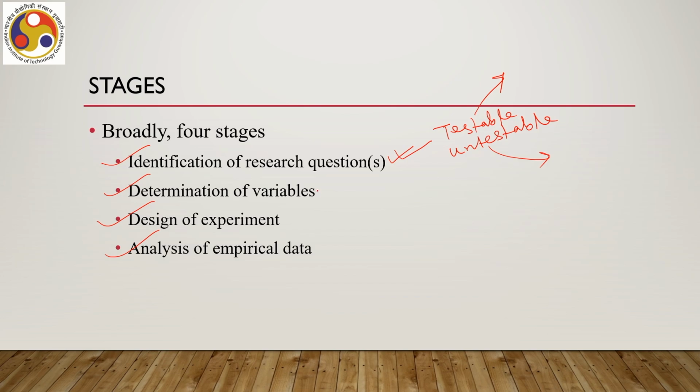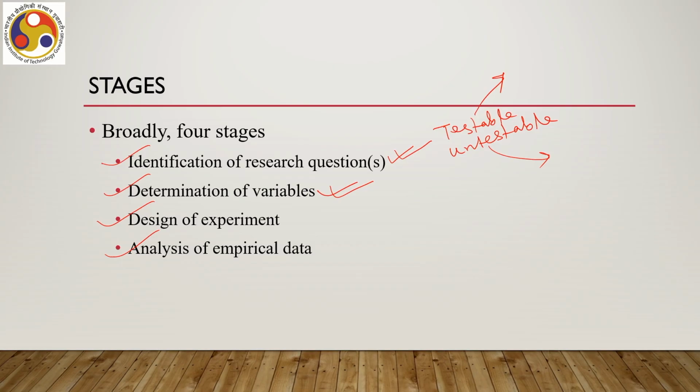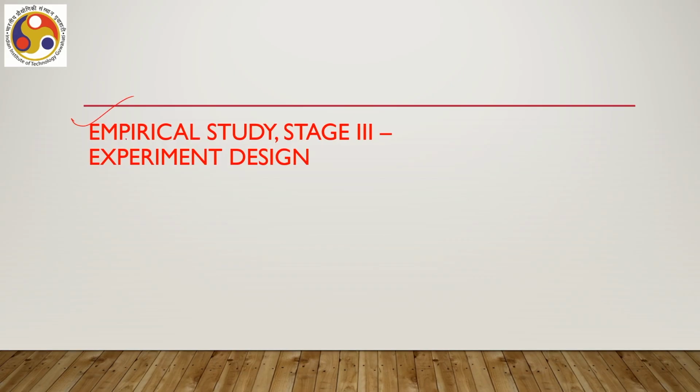Second thing is, in order to conduct an experiment, we need to identify variables based on the research questions. So, that is the second stage, which we have already covered. We primarily talked about 2 types of variables: independent variables and dependent variables. Independent variables are also known as factors, which can take values which are called labels, and dependent variables are those which are dependent on the values of the independent variables. Now, we are going to talk about the third stage, that is experiment design.